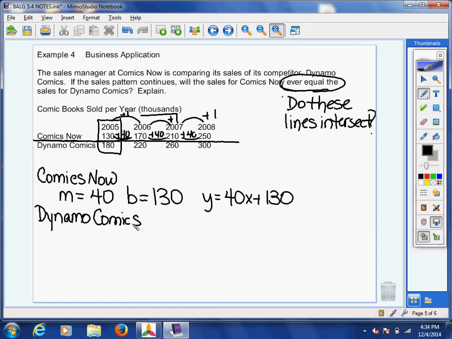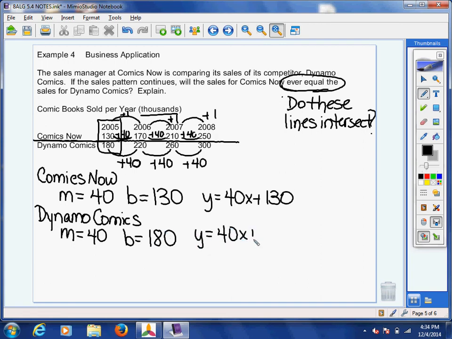Now, let's take a look at Dynamo Comics. So we've got 180 to 220. How much of an increase is that? Well, we went up 40. How about 220 to 260? Went up 40. How about 260 to 300? Again, we went up 40. So Dynamo Comics had an increase in their comic sales by 40,000 as well, but they started at a different place. They started at 180. So that means their equation is just a little bit different, same slope, but different y-intercepts.